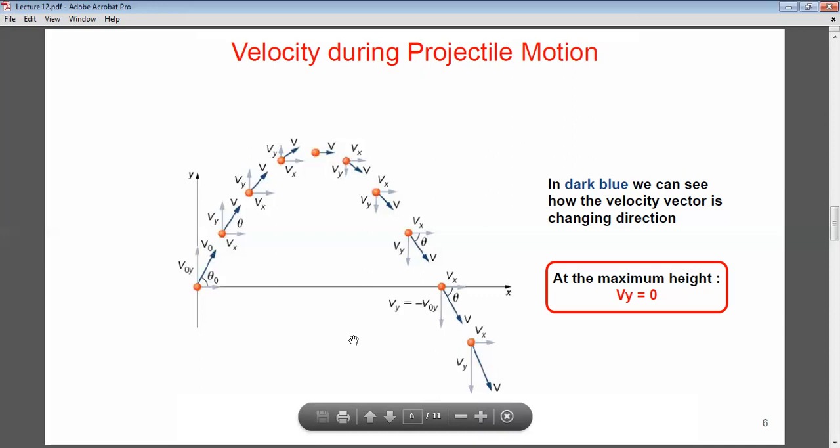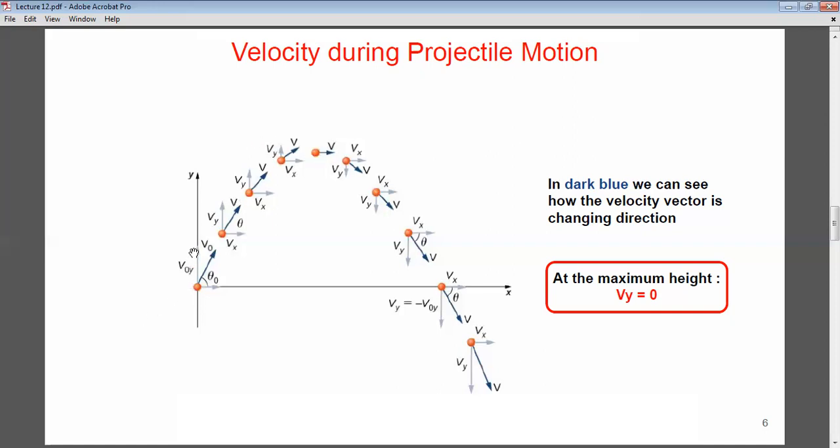So if you can just remember during a free fall, what happens to the velocity when the ball is going up? When it's going up, you hit it with the velocity, then the speed goes down, down, down until it reaches the maximum, then it flips, then it goes down faster, faster, faster until it reaches the ground, okay? So the same thing is happening here with the Vy, only with the Vy.